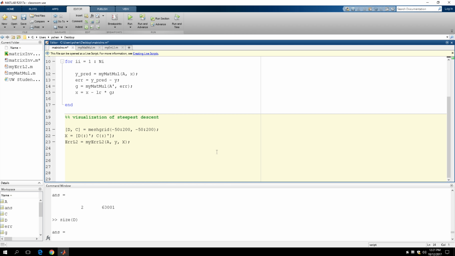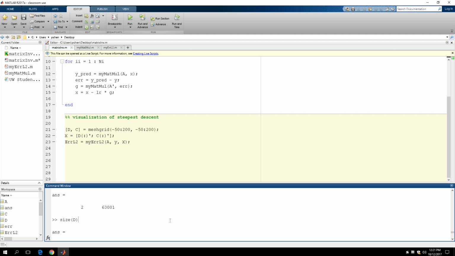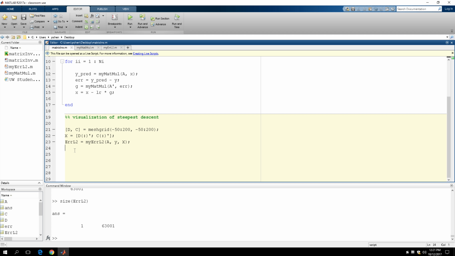And then let's again run this code, right? And then let's check the dimension of ER_L2. It's 1 by this many columns, right? That's the ER_L2 that's computed for every mesh point, every grid point on our two-dimensional mesh, on the dog cat plane, dog chicken plane, right?